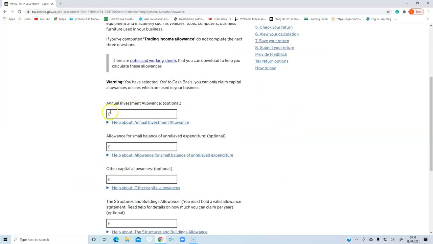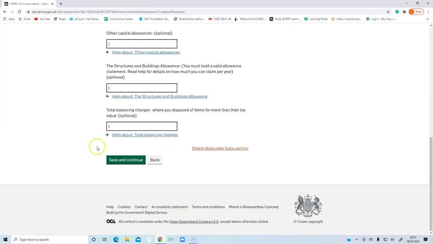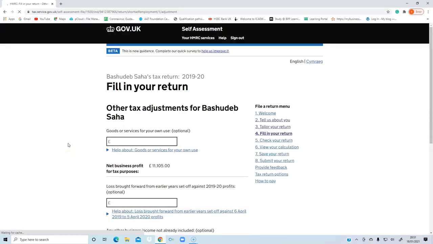Then I have more options: investment allowance, small business unrelieved expenditure, capital allowance. If you buy some plant and machinery or any type of van, that will give you the first year allowance. You can write it down here. For me, I don't have anything. If you buy a building structure or anything, but most of the time it is not for you, so you don't have to do anything. Just move to the next section.